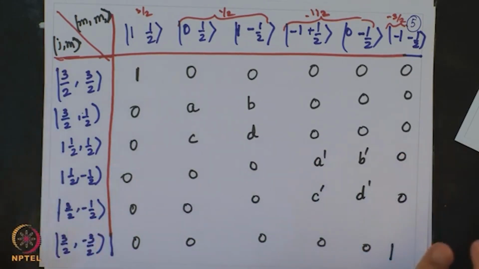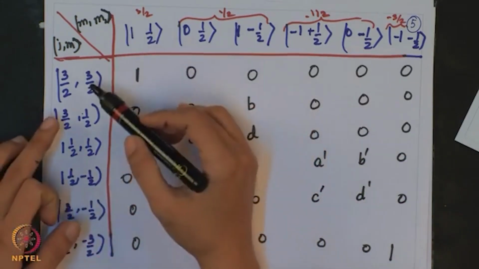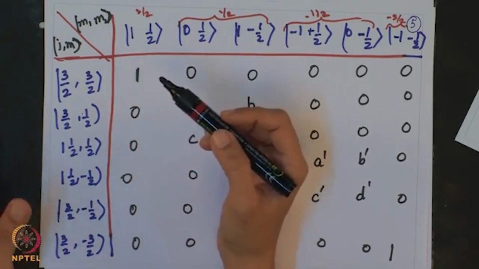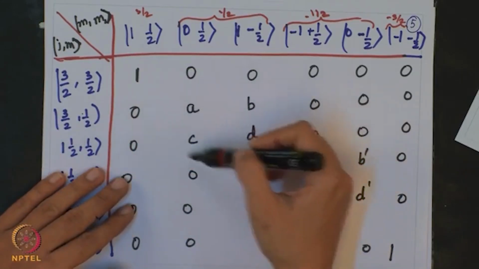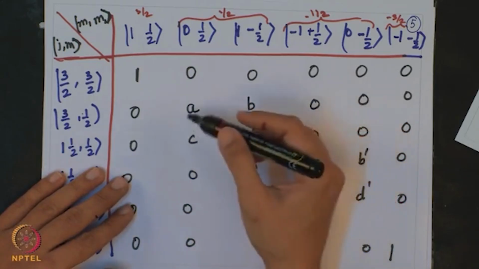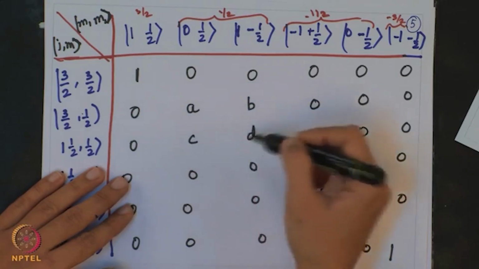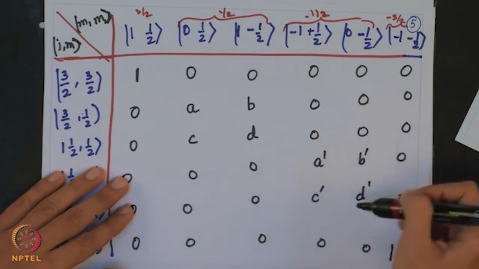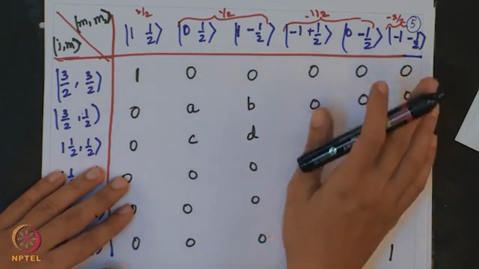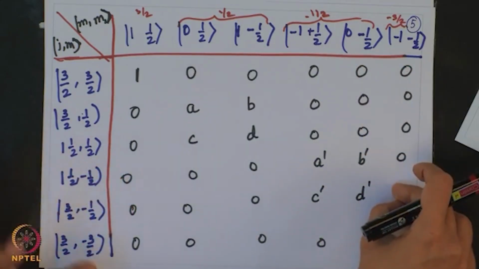So, this is the table we have prepared using the ladder operator and the orthonormality condition. You can evaluate these boxes, that is, the elements of these matrices: A, B, C, D, A prime, B prime, C prime and D prime. You have seen it for half cross half. In the same way, we are going to fill this table.